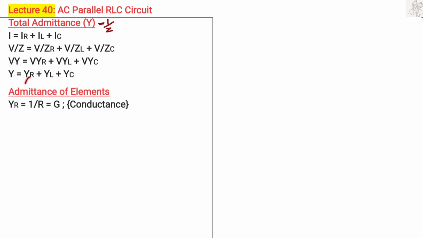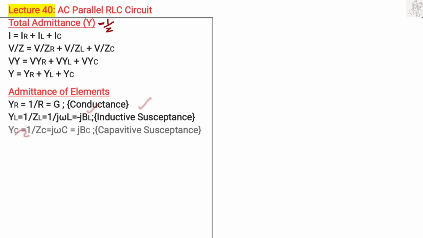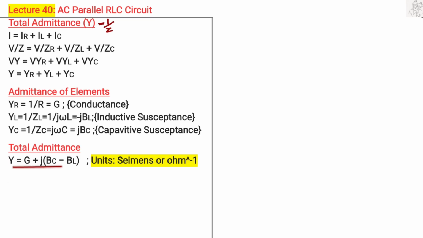Now YR is simply 1 by ZR, which is 1 by R, and this is known as G, the conductance. YL is 1 by ZL, which is 1 by j omega L, and 1 by omega L is written as BL, which is known as inductive susceptance. YC is 1 by ZC, which comes out to be j omega C, and omega C is written as BC, which is known as capacitive susceptance. Inserting these values in this equation, the final admittance becomes Y equal to G plus j times (BC minus BL), and the unit of each entity is Siemens or ohm inverse.